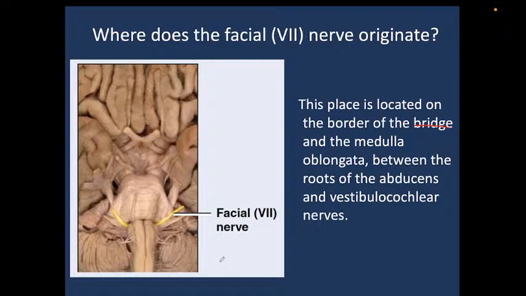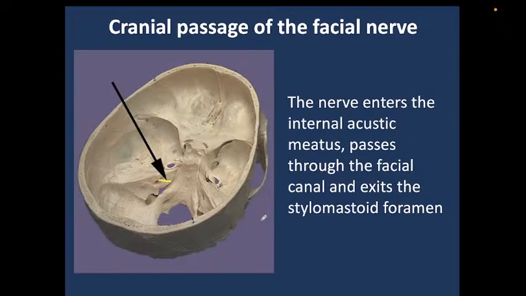Take into consideration that the nuclei of the facial nerve are located in the pons, but it exits the brain between the pons and the medulla oblongata.